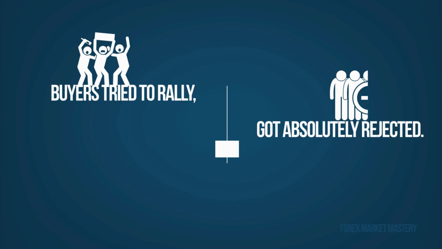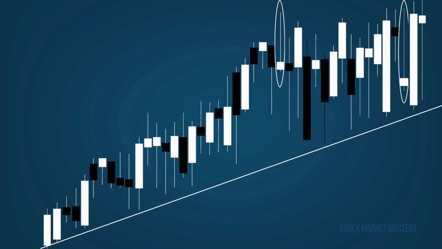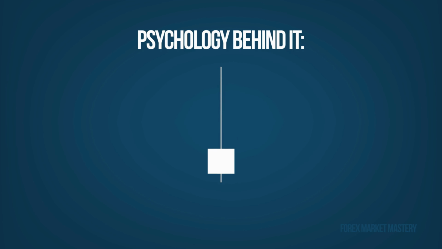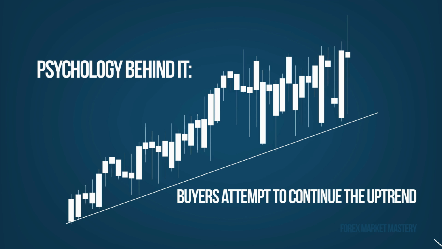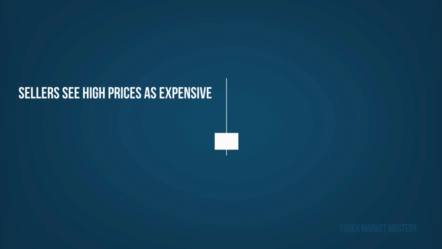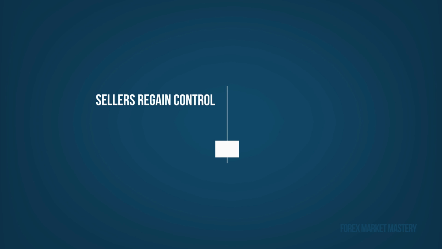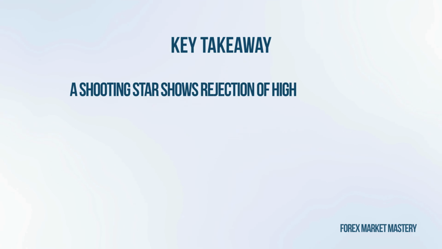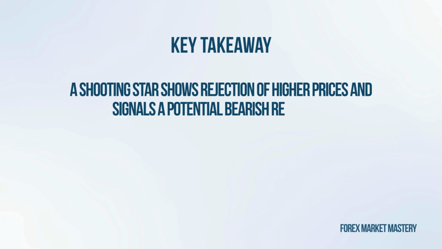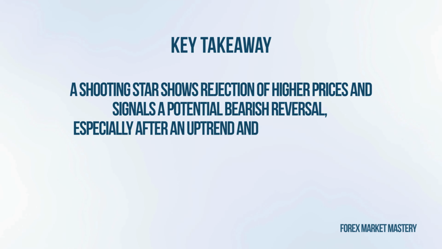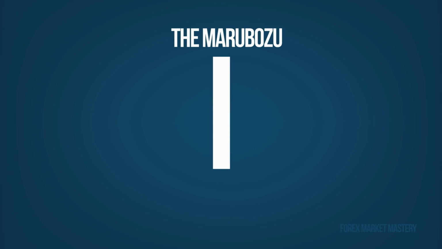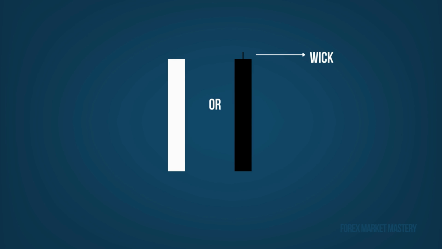Buyers tried to rally, got absolutely rejected. This appears after uptrends at resistance and signals potential reversals. Psychology behind it is buyers attempt to continue the uptrend, sellers see high prices as expensive and start selling, buying pressure fails, sellers regain control by the close. Note, a shooting star shows rejection of higher prices and signals a potential bearish reversal, especially after an uptrend and with confirmation.